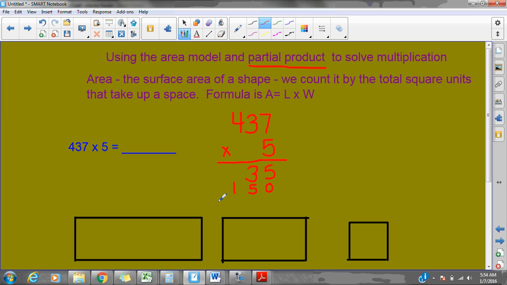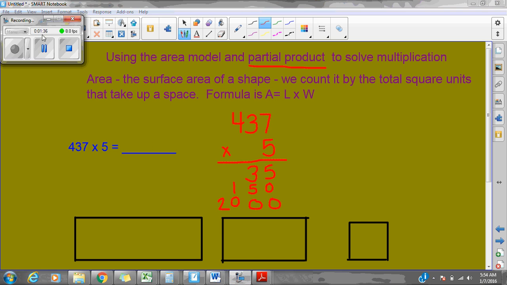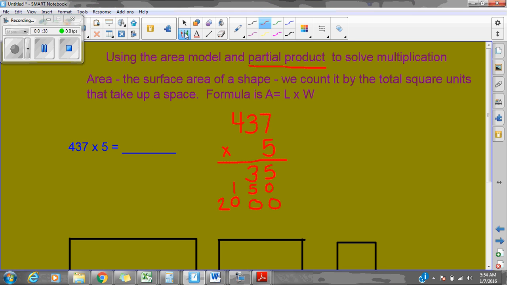So I want to write 20. And then I know that hundreds has 2 zeros, so I'm going to add those zeros here. So I have my partial products here, all 3 of these.